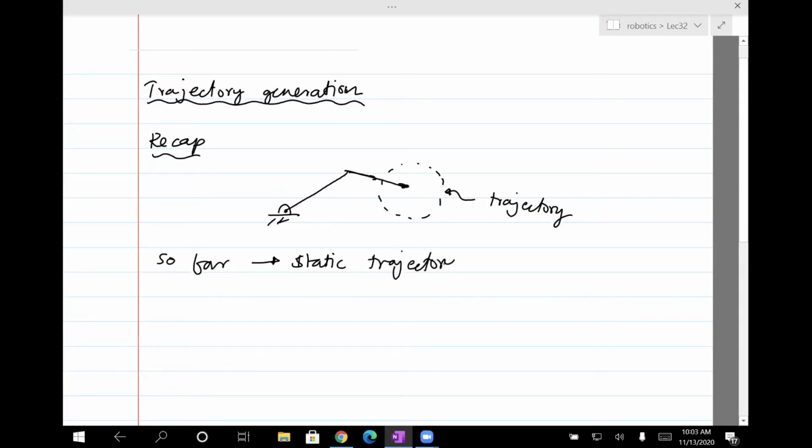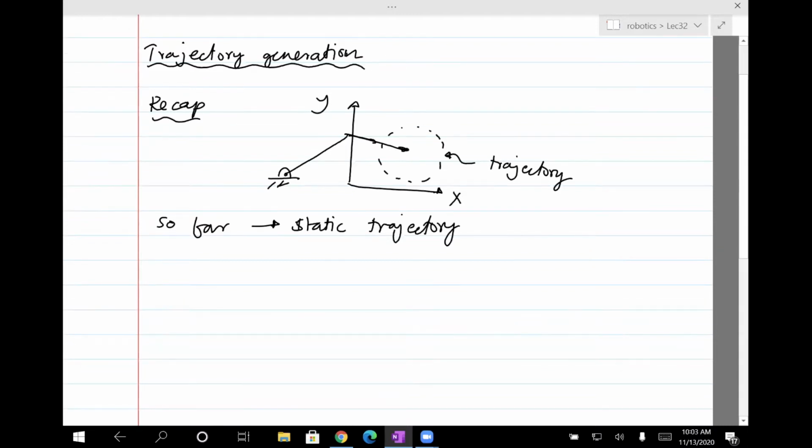What I mean by static trajectory is that the trajectory was defined in spatial coordinates. So there is a x and y, and we specified the xy position, but there was no hint of time in the trajectory. Now, time is important, however, in case of a manipulator in the real world, because you can't get manipulators to move infinitely fast to make motions. So in this case, when we're looking at trajectory generation, we will focus on dynamic trajectories.